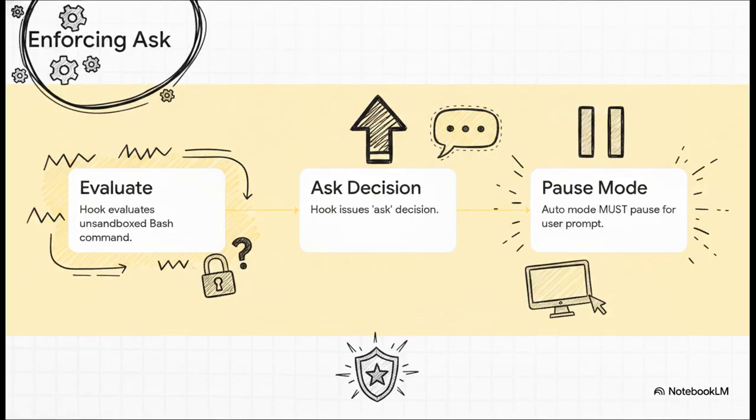Previously, due to a bug, auto mode could silently skip a hook's ask decision specifically for unsandboxed bash commands, which is frankly terrifying given their deep system access. Now, if your hook evaluates a command and issues an ask decision, that is the absolute floor. Auto mode must pause for the user prompt, no more bypasses, period. It gives you total control over what your agents are allowed to execute.